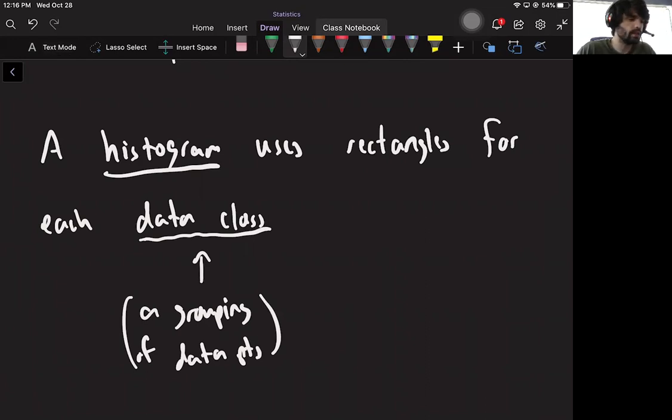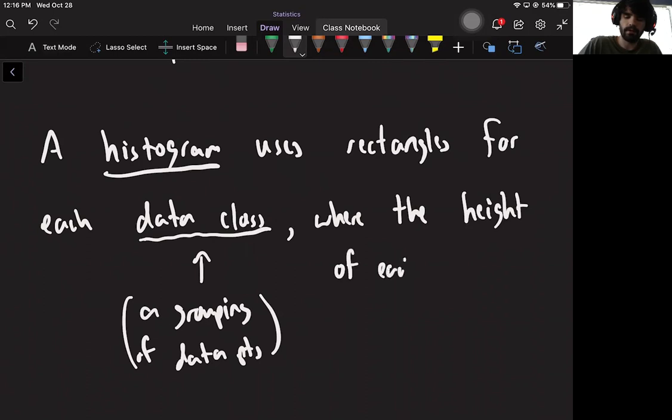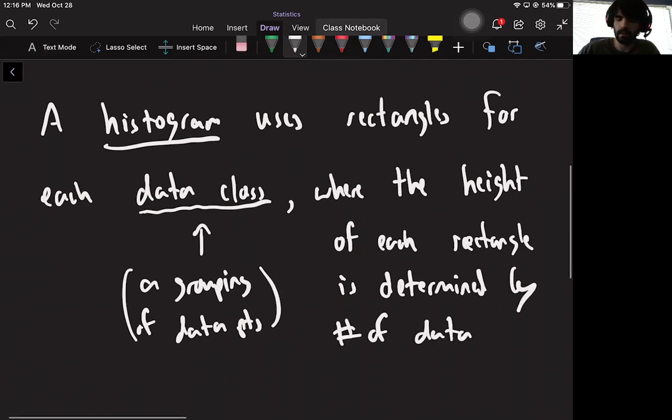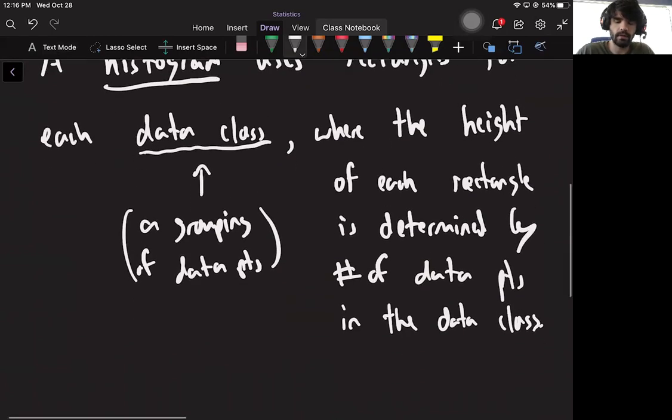But you use a rectangle for each data class, where the height of each rectangle is determined by the number of things in that data class. So determined by the number of data points in the data class. The more there are, the higher the rectangle will be. The less there are, the lower the rectangle will be.